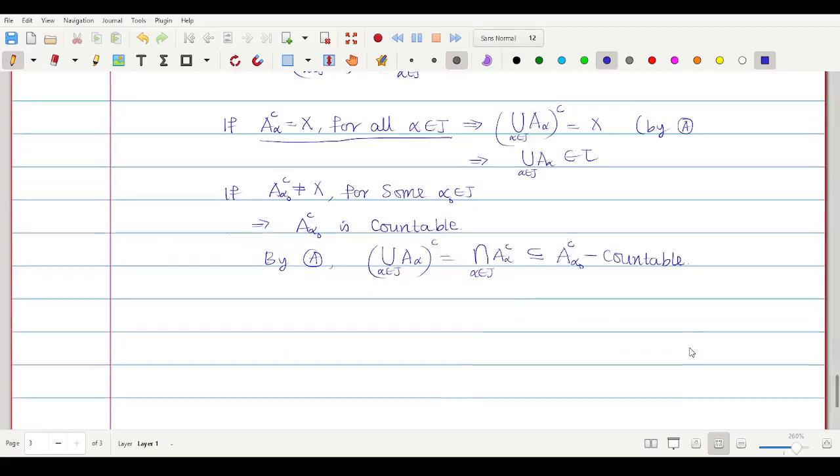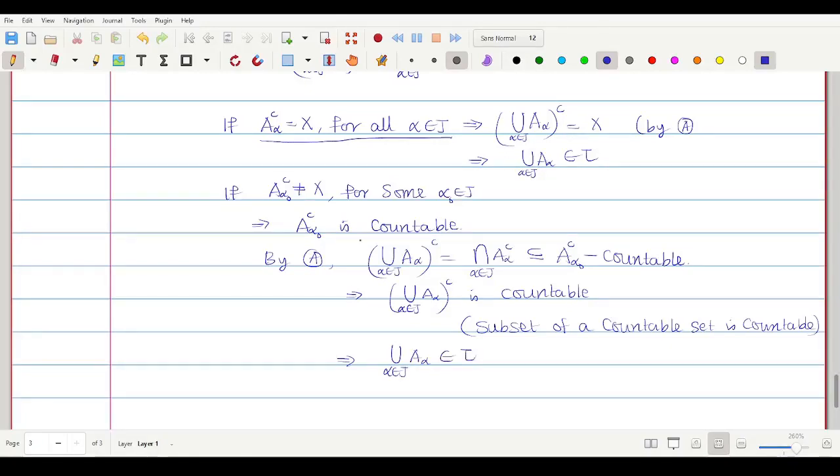And we know that this implies that the union of all A alpha, alpha belongs to J, the whole complement, is countable. Why is this? We know that a subset of a countable set is countable. So we have that this is a countable set. This implies that the union of all A alpha, alpha belongs to J, belongs to tau.